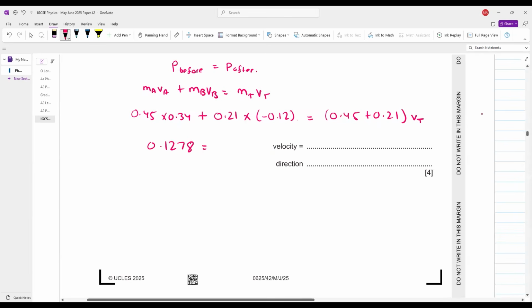0.1278 is equals to 0.45 plus 0.21, 0.66 Vt. Can you calculate the total velocity? Yes, 0.1278 divided by 0.66 is equals to your total velocity. Can you calculate this total velocity? 0.1278 divided by 0.66. The total velocity comes out to be 0.19 meters per second. और बेटा क्या आप रियलाइज कर सकते हो दिस वेलोसिटी इज पॉजिटिव?